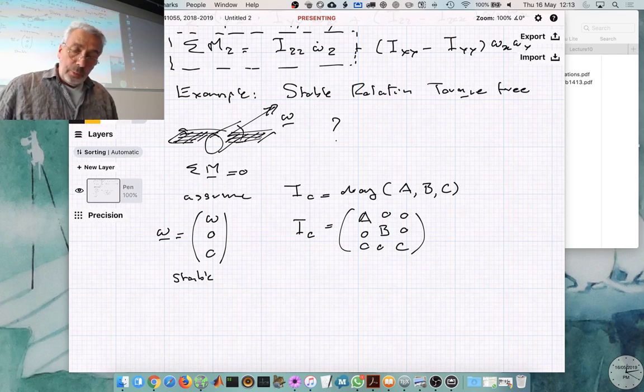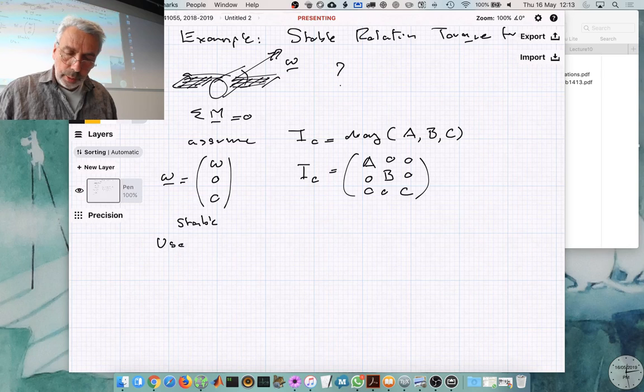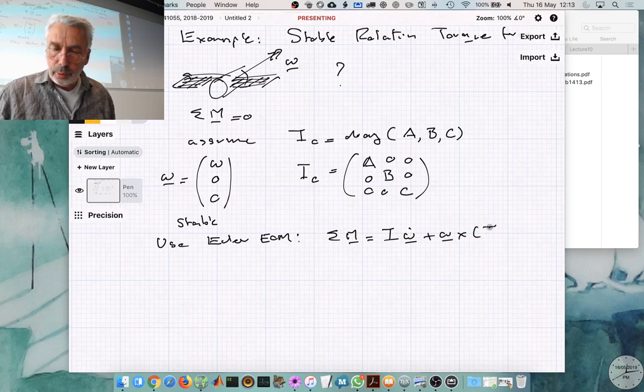Well, to solve that, of course, and there are no external torques, we have to use the Euler equation of motion. So use Euler's equation of motion. And what does it say? Well, it says that the sum of the torques is equal to the mass moment of inertia times the angular acceleration plus omega cross I omega.